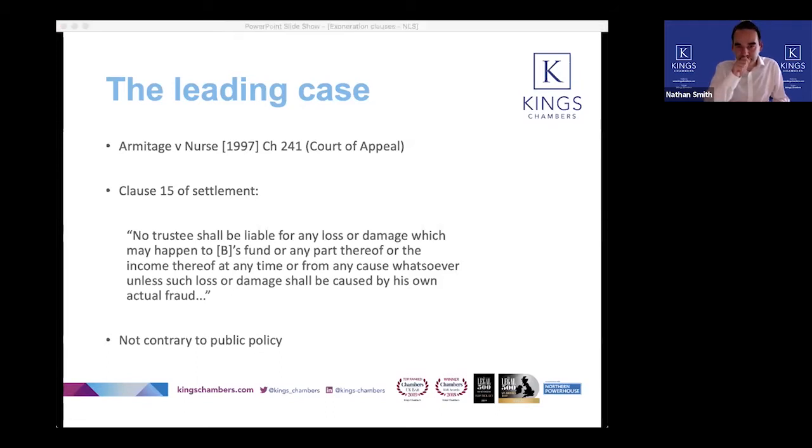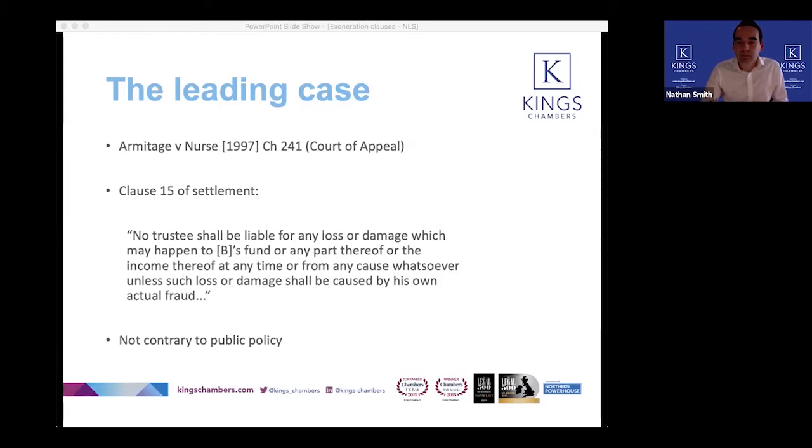who was the claimant in the claim. And under the settlement, the beneficiary was contingently entitled to a share of the fund at the age of 40, but following a substantial fall in the value of the land, the beneficiaries claimed the trustees were in breach of their obligations to manage the fund, and a substantial loss had been incurred as a result. Now, the clause that the trustees relied upon to get them out of the mess that they were in was clause 15, which said that no trustee should be liable for any loss or damage which may happen to a fund or any part of it whatsoever, unless such a loss or damage shall be caused by his own actual fraud.